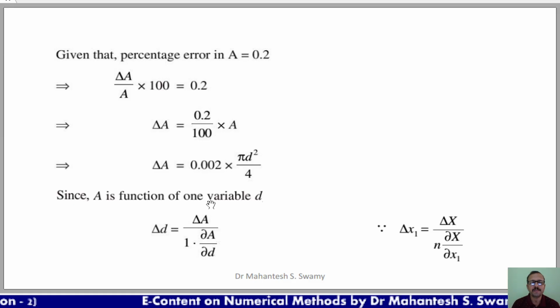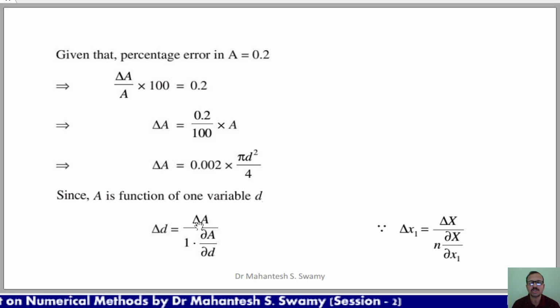You have the formula: the error involved in the first independent variable, delta x1, is equal to the error involved in the total function divided by the number of independent variables, into the partial derivative of the function with respect to that variable x1. Similarly, here x1 is d. So delta d, the error in d, is delta A divided by the number of independent variables, which we said is 1, into the partial derivative of A with respect to d.